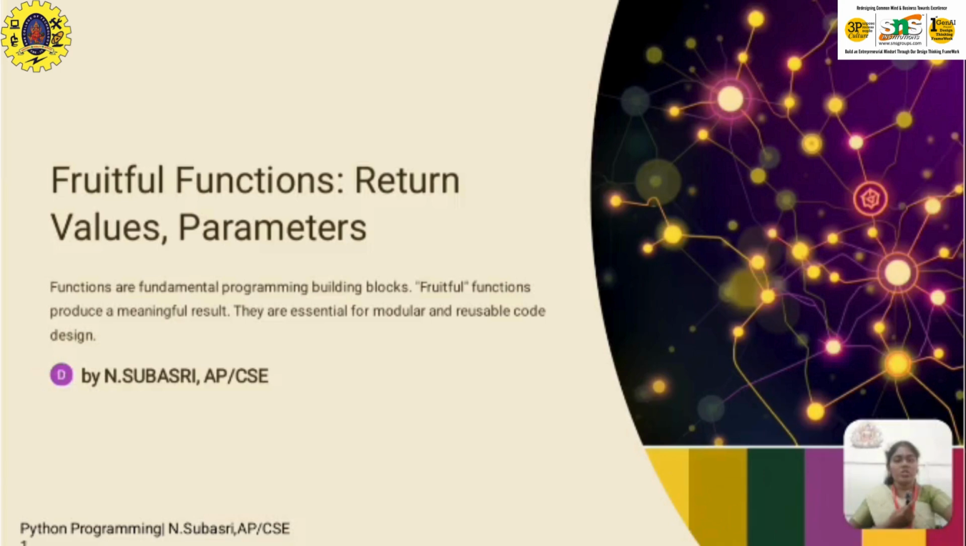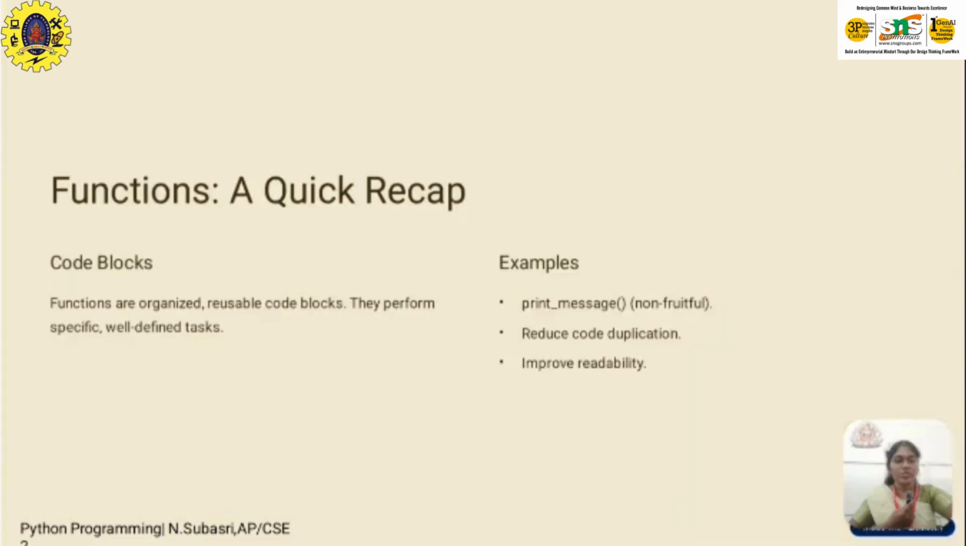Now we'll see in depth about the fruitful functions, how the fruitful function returns the values, and what are the parameters we can pass inside. We have two types of parameters, call by value and call by reference. Let's see what parameters we can use in function programming.